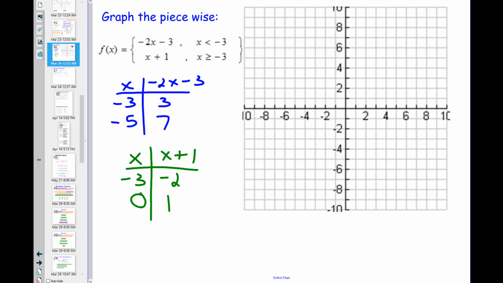So first I'm going to plot negative 3, 3. Oops. What did I do wrong? Open, yeah. Negative 3, 3 is open. Negative 5, 7.